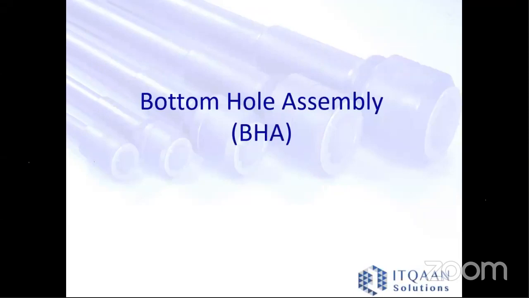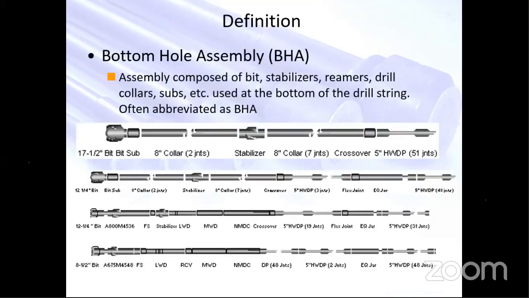Okay, in this part, we are going to talk about the bottom hole assembly, or BHA. Here we have some examples of the bottom hole assembly, which is composed of bit, stabilizers, reamers, drill collars, and subs used at the bottom of the drill string. If you look at the example, the first one is a combination of bit, bit sub, and drill collar. We have different types of BHA as shown in the picture below.